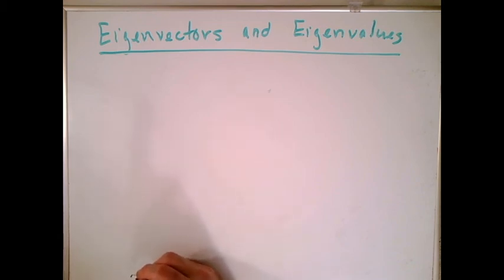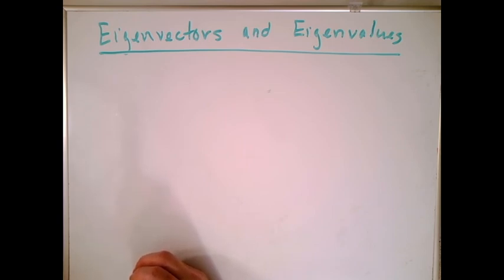Every linear transformation has associated to it some very important vectors and some values that correspond to those vectors. The vectors are called eigenvectors. They're also called characteristic vectors, and sometimes eigenvalues are called characteristic values. Geometrically, they have a really, really nice description.